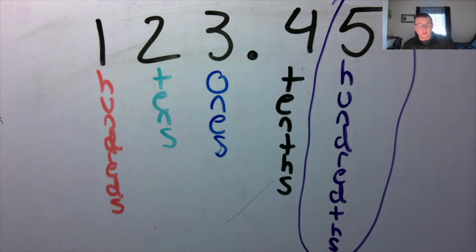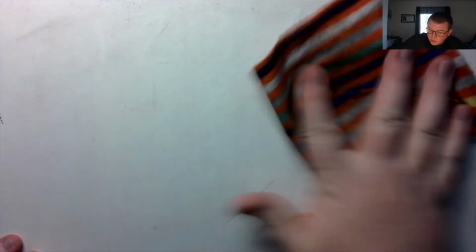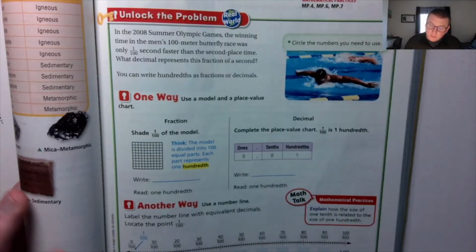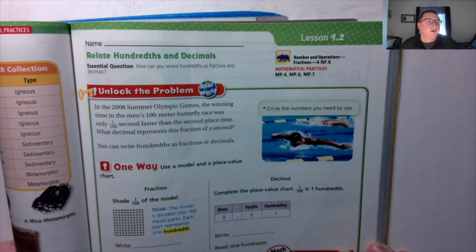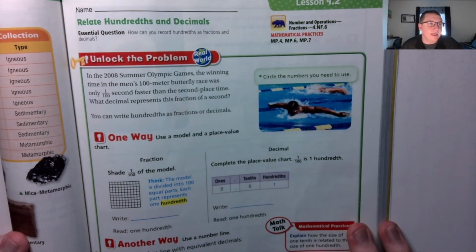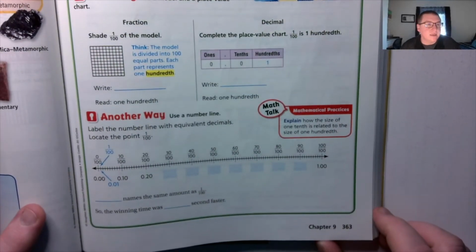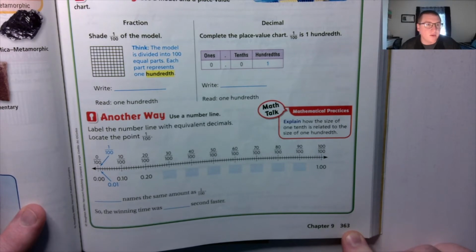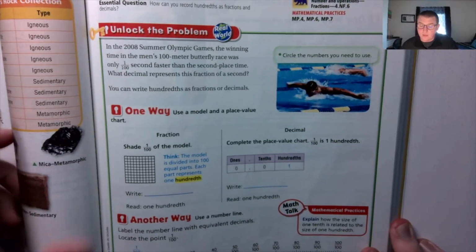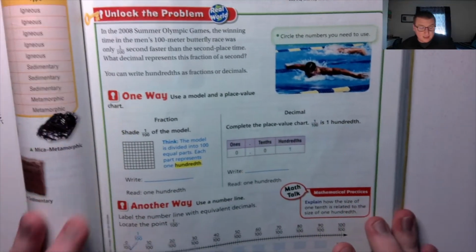So I'm going to go ahead and erase this, and then we are going to bring out our Go Math books. Here we are, lesson 9.2, relate hundredths and decimals. You can see on page 363 right here in the bottom right corner. Let's go ahead and bring it back to the top, and let's unlock this problem.